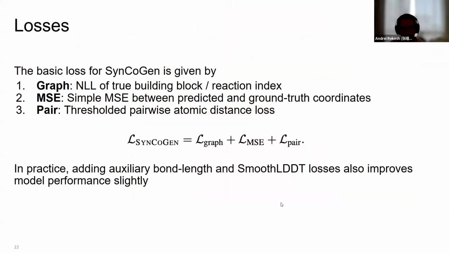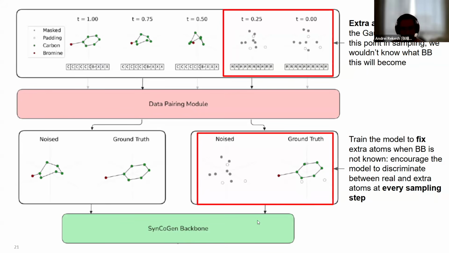Oh yeah, sorry for being ambiguous about this. This is actually training. When I say that this encourages the model to discriminate at sampling steps, I mean this training formulation. We apply this data pairing module at training time to our data, but we hope that handling the padding atoms this way helps during sampling, when we start from all masked atoms and we don't know which atoms are going to correspond to our molecule. That's what I mean. Does that help?